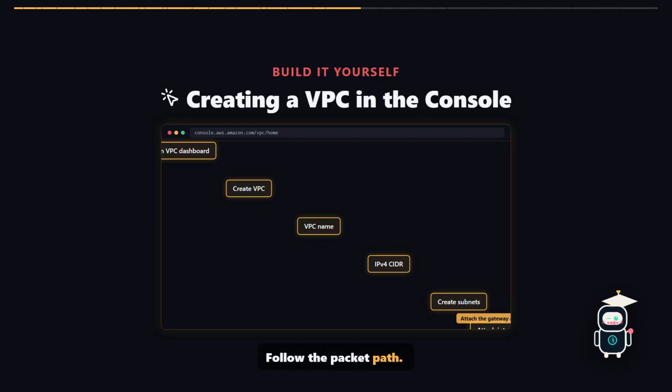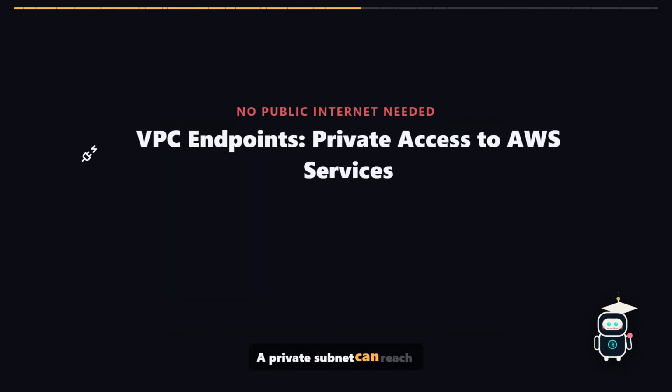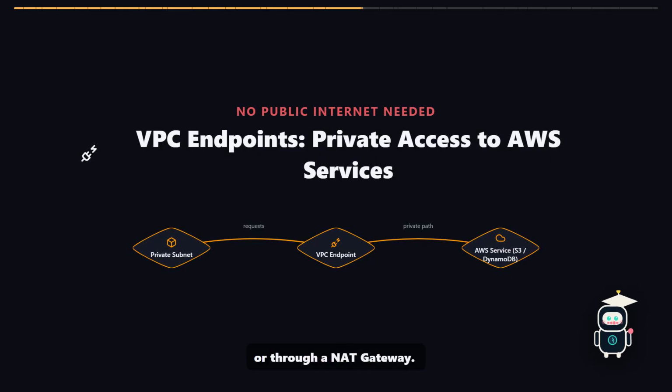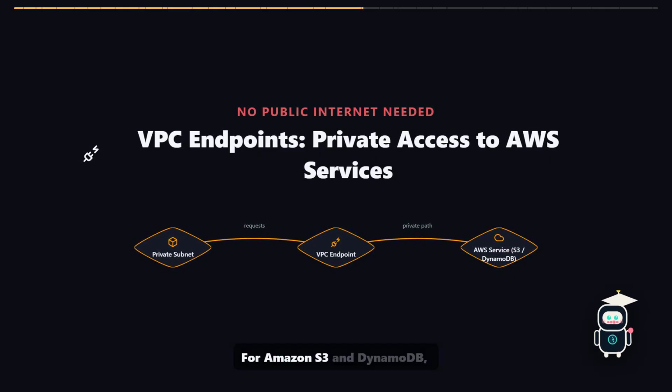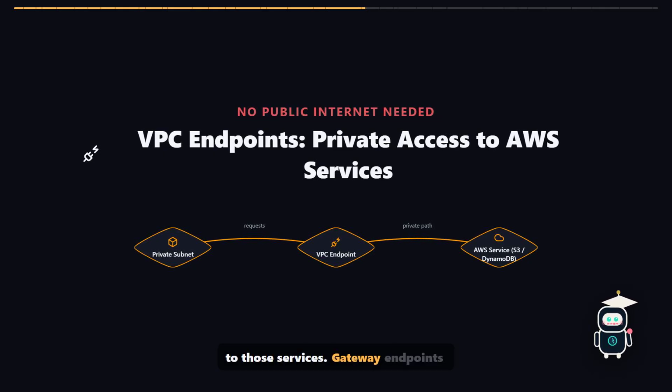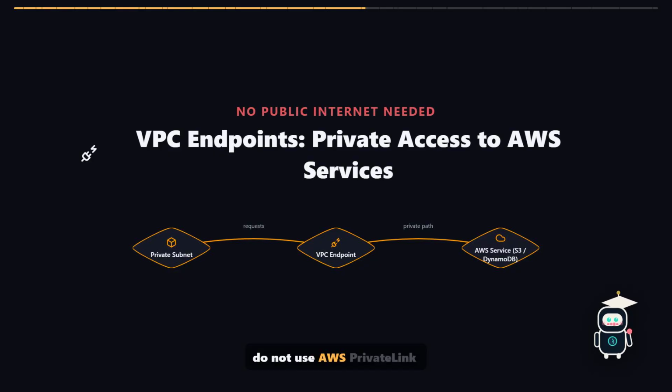Follow the packet path. A private subnet can reach some AWS services without sending traffic through the public internet or through a NAT gateway. For Amazon S3 and DynamoDB, a gateway endpoint adds routes that direct service traffic privately to those services. Gateway endpoints do not use AWS Private Link and do not create network interfaces in your subnets.